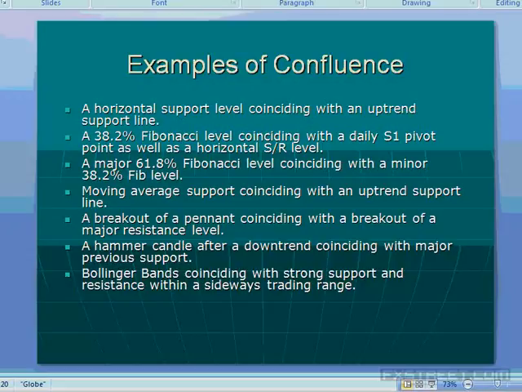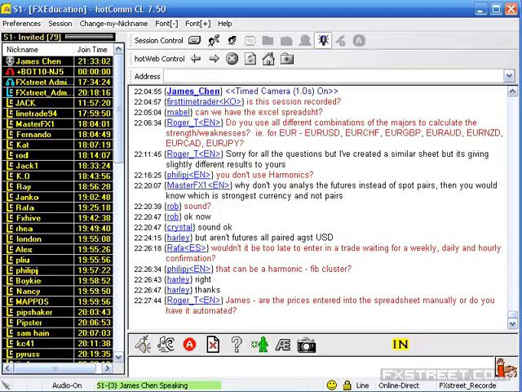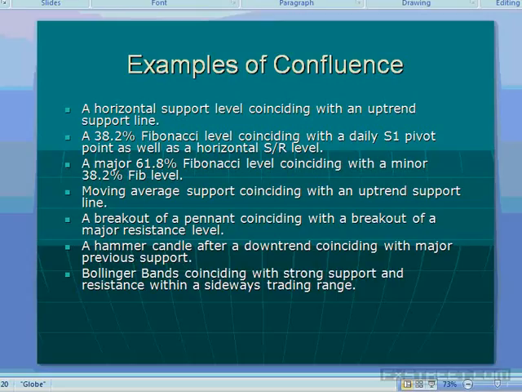Roger, the question is: are the prices entered into the spreadsheet manual, or do you have it automated? I'm working on having it automated. Essentially, the prices are on a live price feed done through MetaTrader 4, going into the Excel spreadsheet, and then it does the calculations automatically. But there is some manual aspect to this, which I'm working on right now to automate.